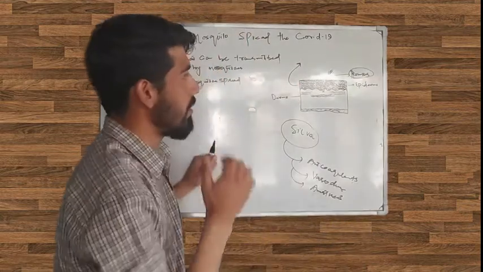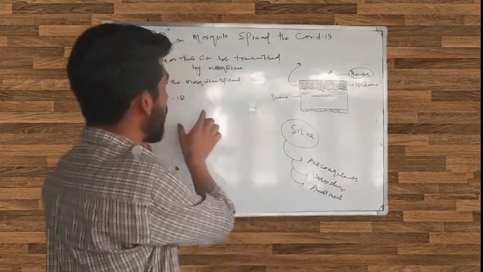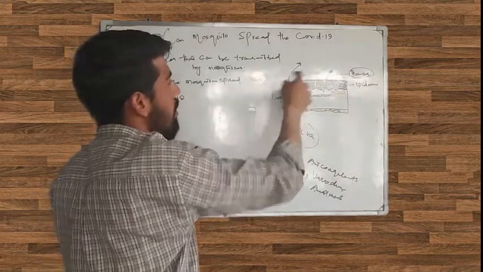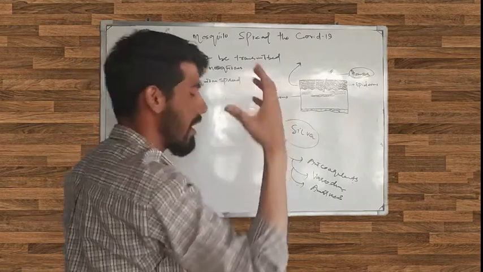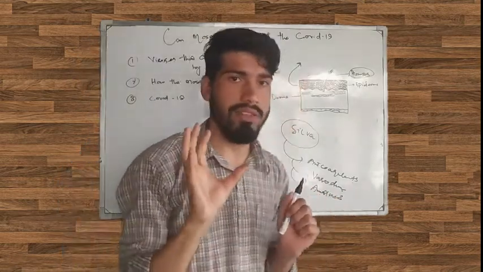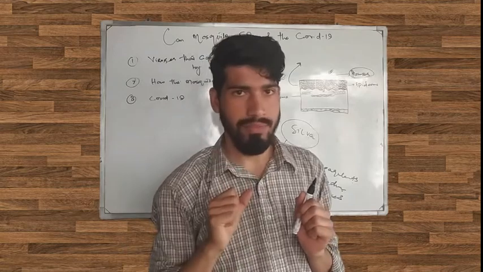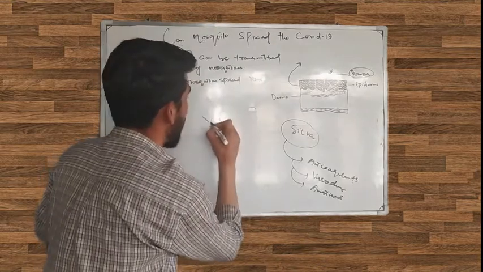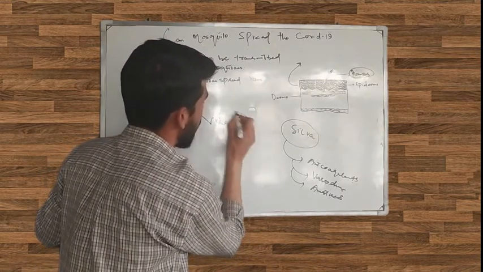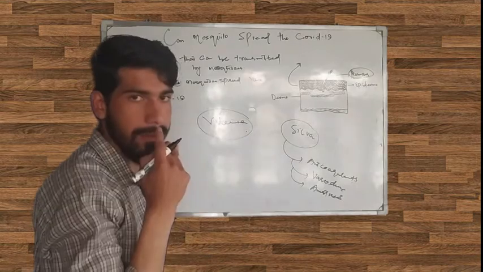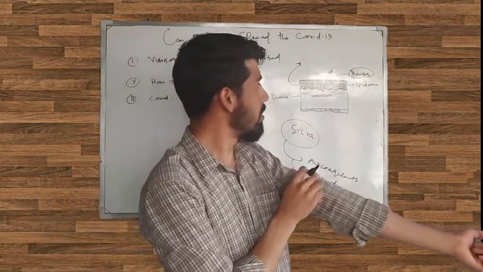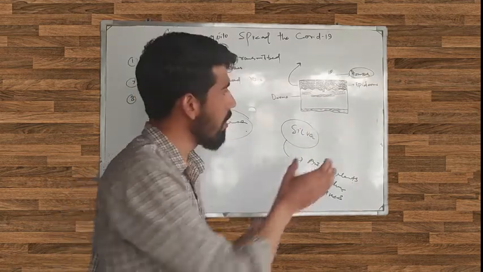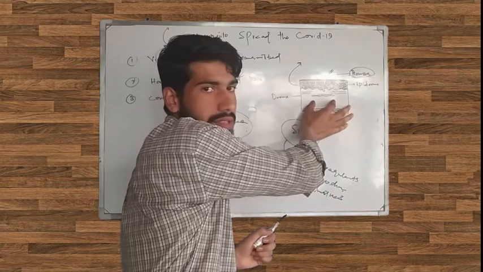Now let's take a look at the virus. What happens when the host has a virus? That condition is called viremia. Okay, so suppose now the host here has the virus.